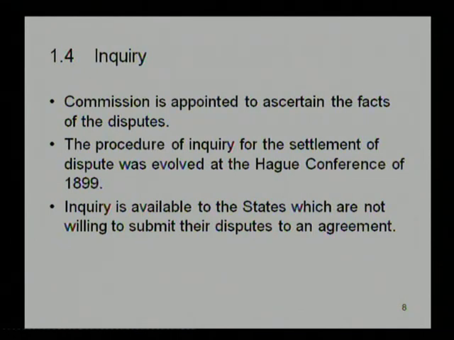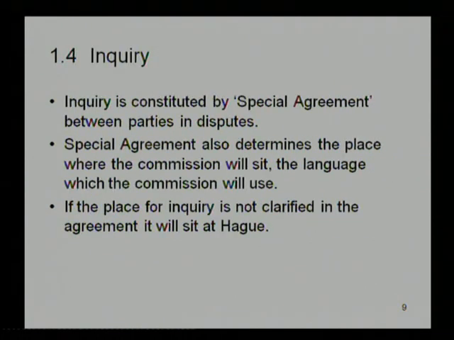See friends, if disputant states are ready to solve their dispute through the available methods, which may be conciliation, good offices, mediation or negotiation. If all these three methods are not agreeable to the disputant states, then they can go for the fourth method of inquiry. For that, they must enter into the agreement, and if the agreement is present, then they can solve the dispute through inquiry. The next slide says, inquiry is constituted by special agreement between parties in dispute.